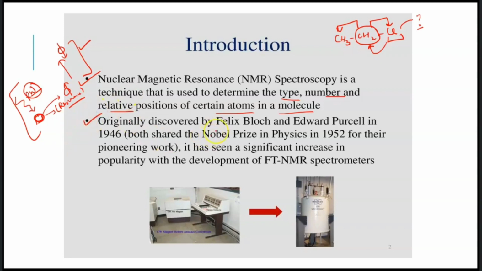And it was originally discovered by Felix Bloch and Edward Purcell in the year 1946, and both of them shared the Nobel Prize in Physics in the year 1952 for their pioneering work. It has also seen a significant increase in popularity with the development of FT-NMR spectrometers, that is Fourier transform NMR. We are going to take up the instrumentation technique in the instrumentation portion, and in this chapter we will be focusing on CW-NMR and FT-NMR only, that is continuous wave and Fourier transform.